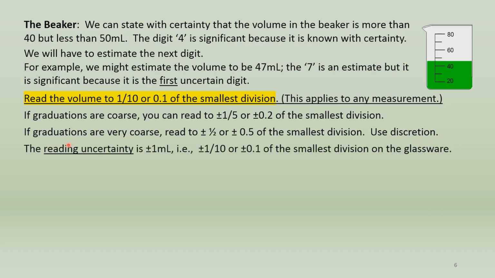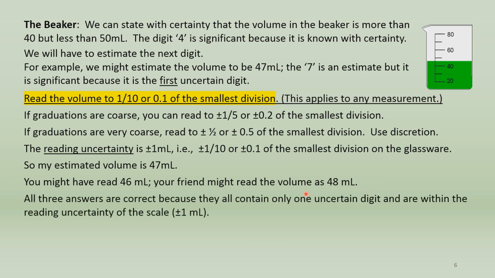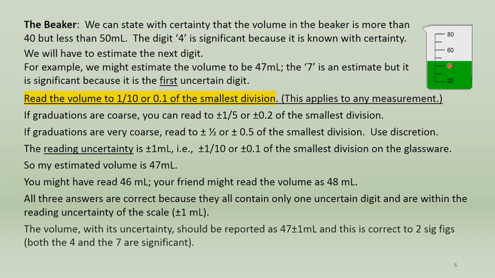So the reading uncertainty is 1/10 the smallest division. The smallest division is 10 mils, and 1/10 of that is a mil, so therefore my reading uncertainty is plus or minus 1 milliliter. So my estimated volume is 47 mils. You might have read 46. Your friend might have read 48. All three of these are correct. They all contain one uncertain digit, the 8 or the 7 or the 6, and they all are within the reading uncertainty of the scale of plus or minus 1 milliliter.